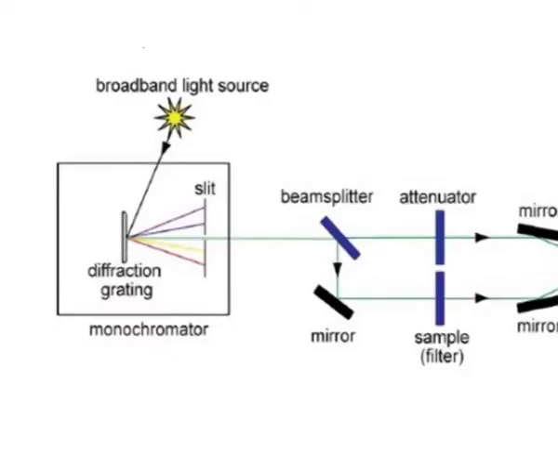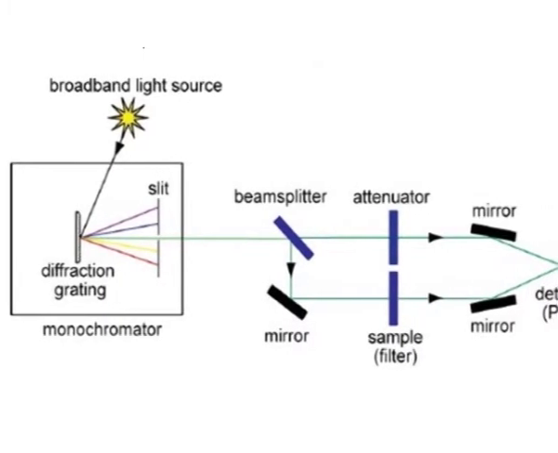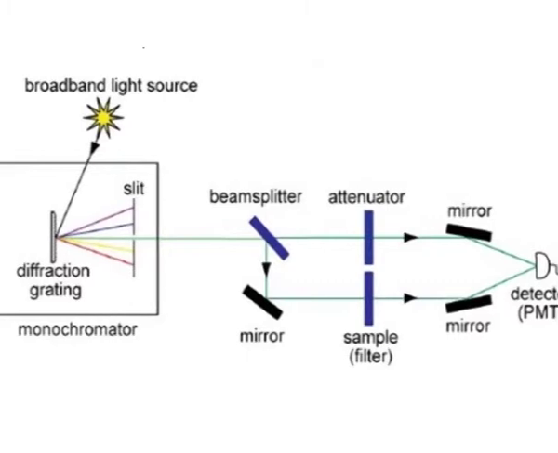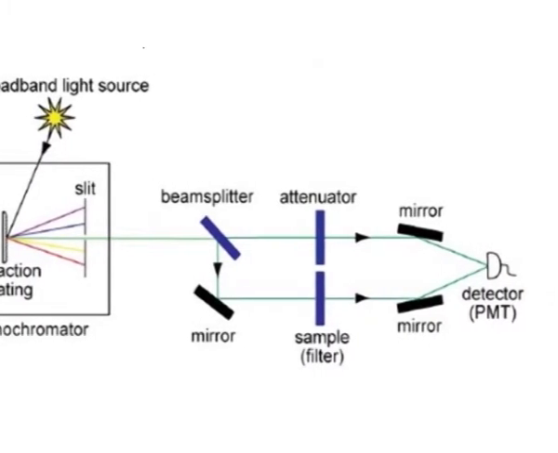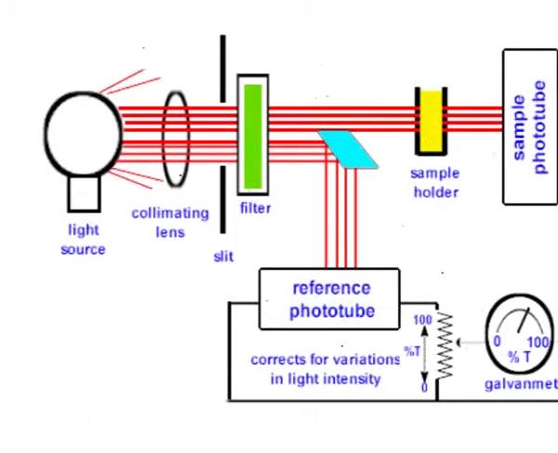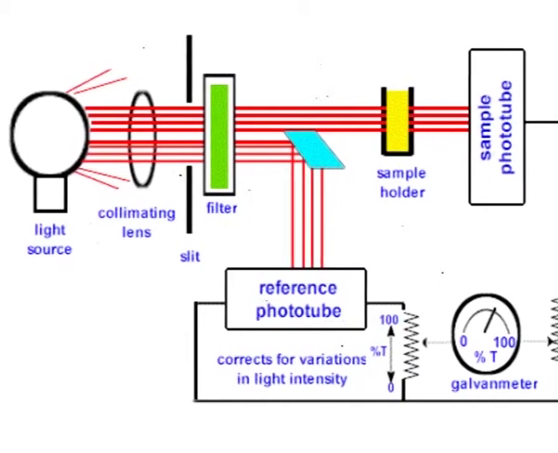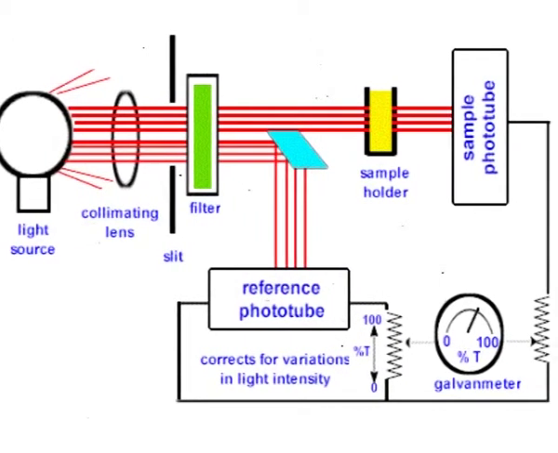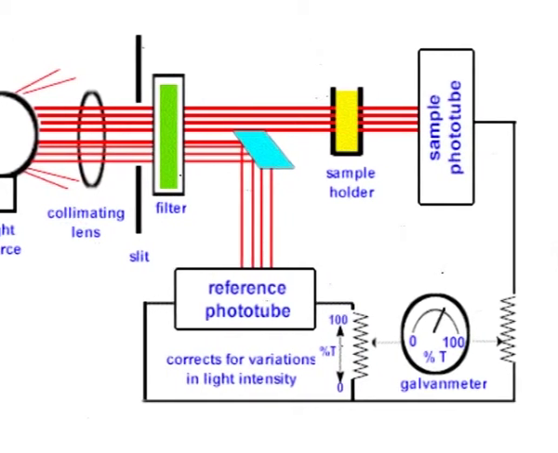Split beam. The split beam spectrophotometer is similar to the double beam spectrophotometer, but it uses a beam splitter instead of a chopper to send light along the blank and sample paths simultaneously to two separate but identical detectors. Thus, blank and sample measurements can be made at the same moment in time. Spectra are measured in the same way as with a double beam spectrophotometer.